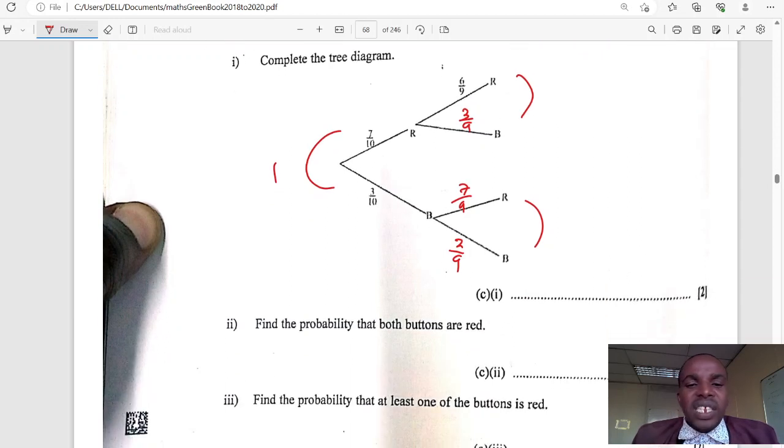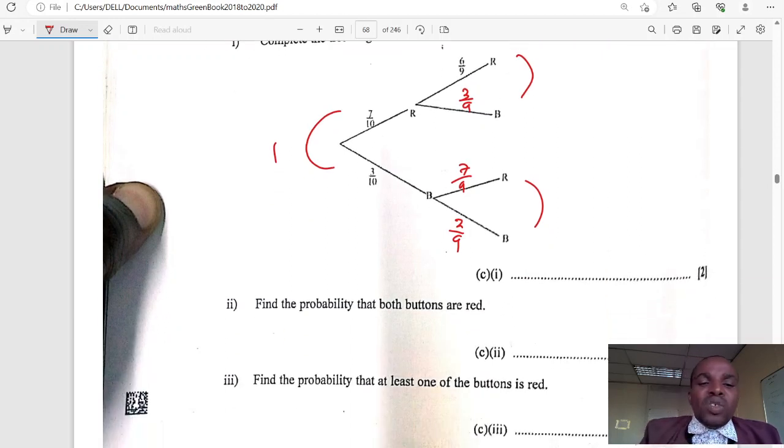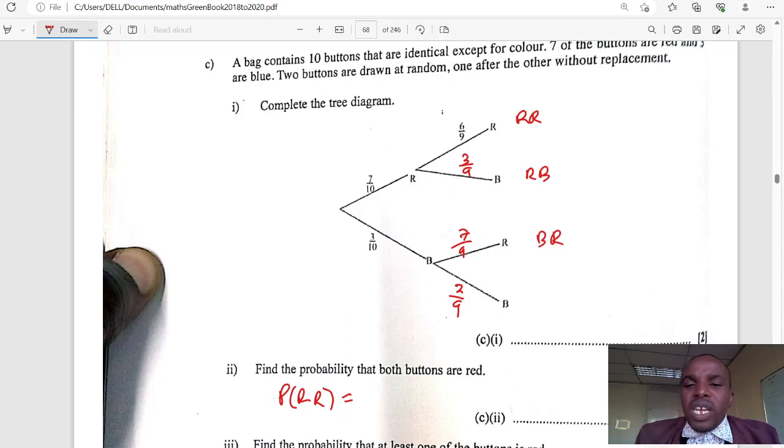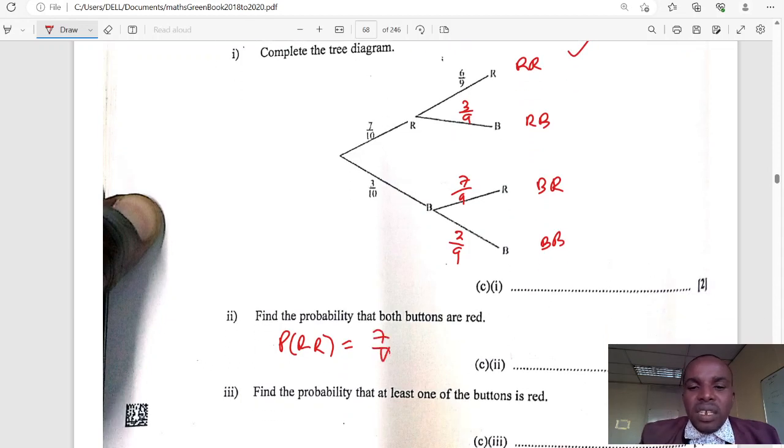Right, then next they said find the probability that both buttons are red. So it's the probability of red, red. This one is red red, this one is red blue, this one is blue red, and this is blue blue. So red red is this branch. So it's 7/10 times 6/9. Then you can simplify this part. 6 divided by 2 is 3, 10 divided by 2 is 5, and 3 into 9 is 3. So it will be 7/15.